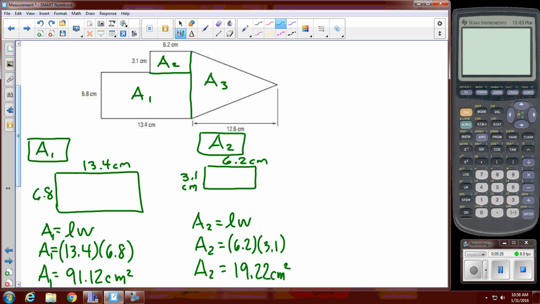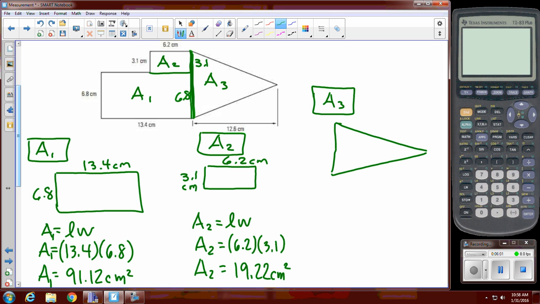Now we've got to take a look at this big triangle. So area 3 is this triangle at the end. And again, I'm just going to draw what it would look like independently. And there are some things on here that we need to look at. If I was looking at area 3, it has this long base on it. We need to figure out the length of that base. Well, this part here is 6.8 and the top part is 3.1. So if I add those together, that gives me the base of this triangle, which is 9.9 centimeters.